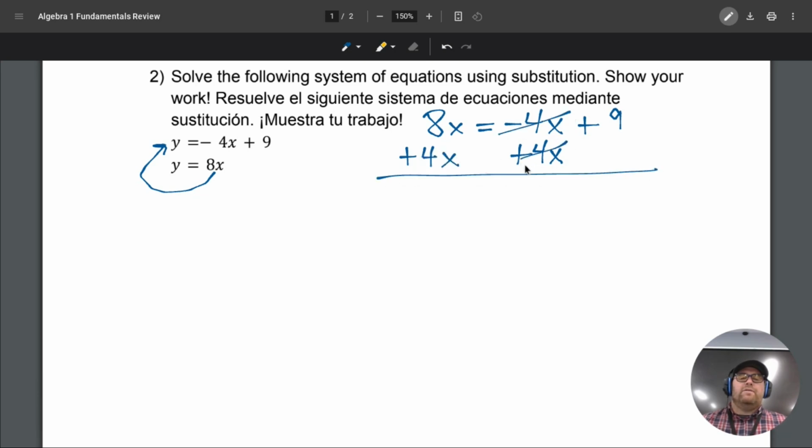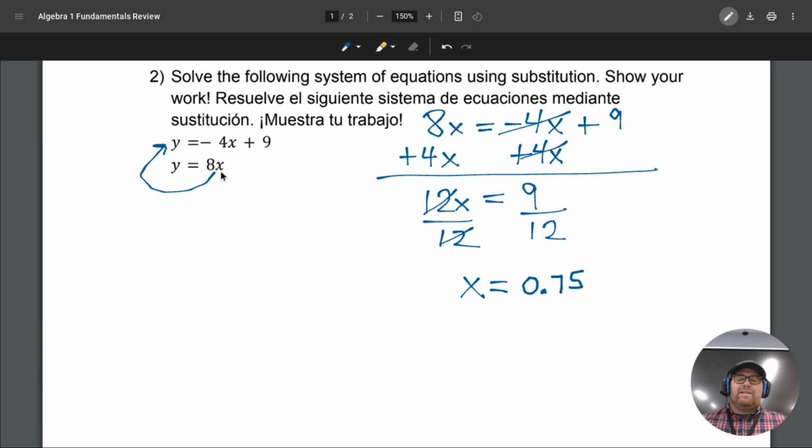These are going to cancel. I'm going to get 12x equals 9. We're then going to divide both sides by 12. So x is going to equal 9/12, which simplifies to 3/4, which is 0.75. That's my x value.